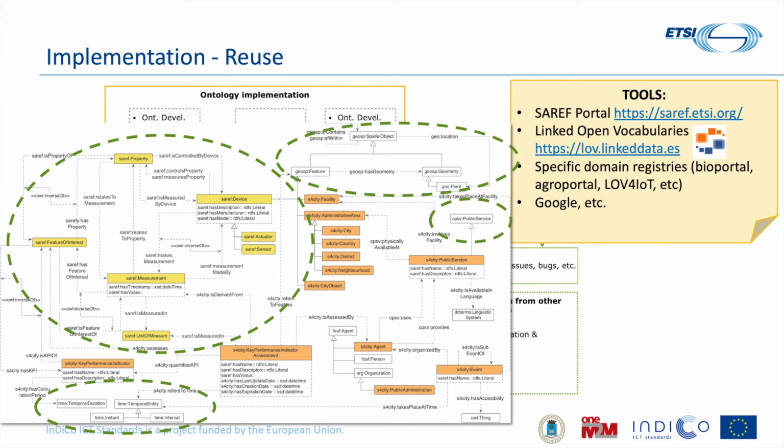For example, the Sareb portal at sareb.etsy.org, where you can find the Sareb and all the extensions. But there are also general purpose registries like the Linked Open Vocabularies. Also, there are specific domain registries such as BioPortal, AgroPortal, Log4IoT, and many others. And we can also find ontologies using other web engines. For more information about how to reuse ontologies, there is another session about reusing Sareb as part of this tutorial.